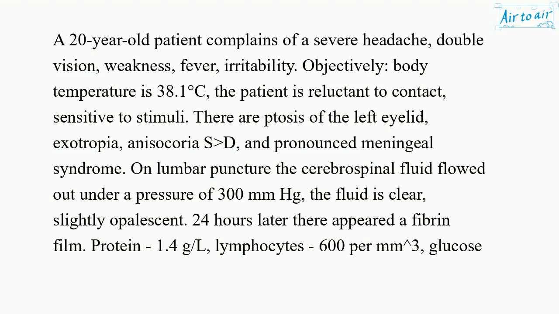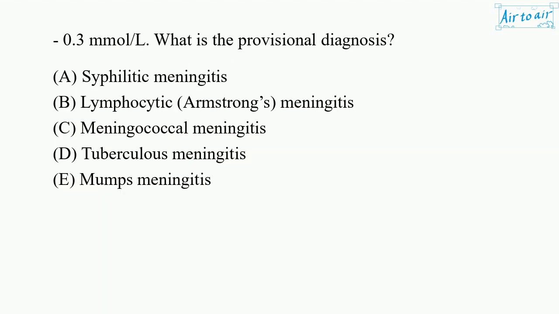On lumbar puncture, the cerebrospinal fluid flowed out under a pressure of 300 mm Hg. The fluid is clear, slightly opalescent. 24 hours later there appeared a fibrin film. Protein 1.4 grams/L. Lymphocytes 600 per cubic millimeter. Glucose 0.3 mmol/L. What is the provisional diagnosis?